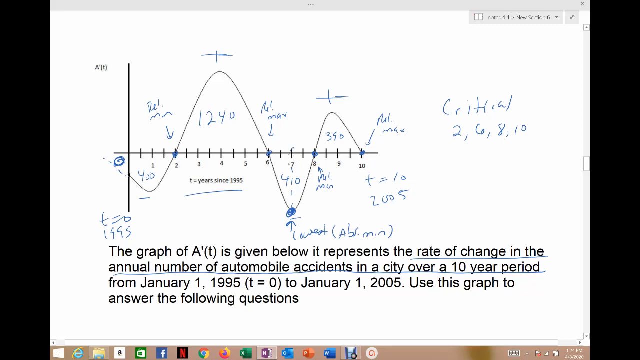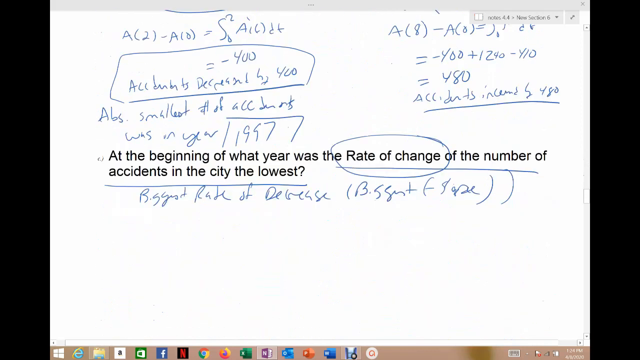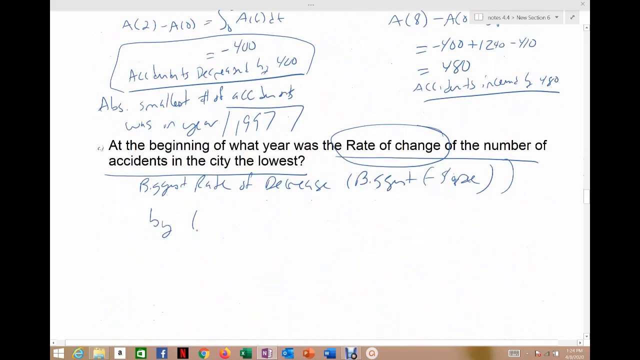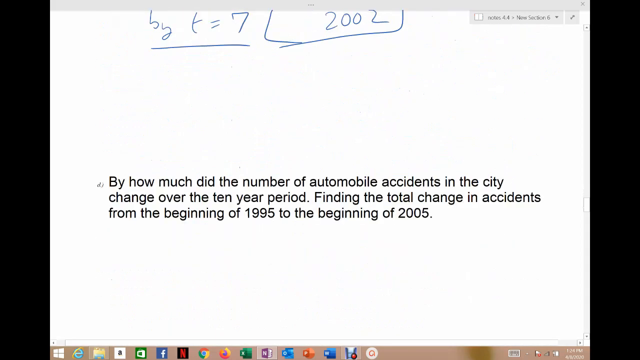All right, so 7, which would be 7 years after 1995, right? Which would be 2002. All right, by T7, which would be by 2002. All right, beginning of 2002. Right, it has the smallest rate of change. If I'm looking for the maximum, it looks like the maximum occurs at 4. I didn't ask for the maximum, though. I asked for the minimum.